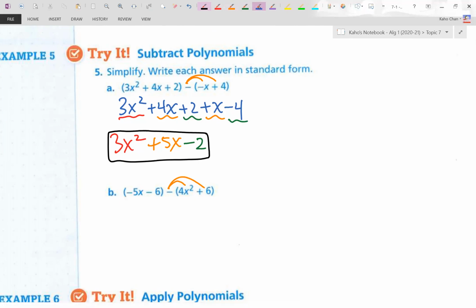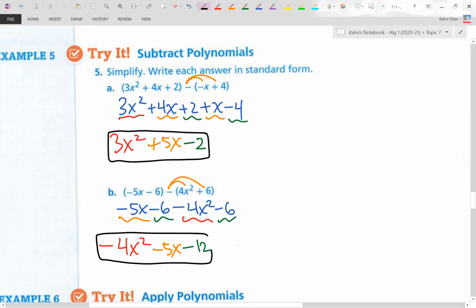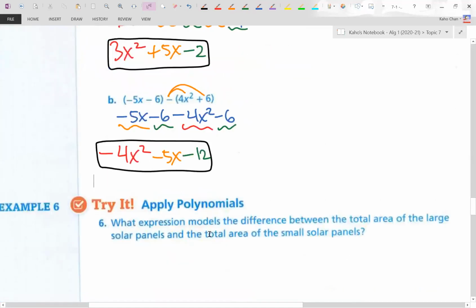Let's distribute the 5b one. First half stays the same, minus 4x squared. Oh, watch out there, minus 6. I like to go from highest to lowest power. X squares are first. I don't see any other x squares, so that's first. How about x's? Oh yeah, minus 5x is next. And the constants, I see a negative 6 and a negative 6. That's negative 12. Right? You owe somebody $6, you owe another $6, that's $12.